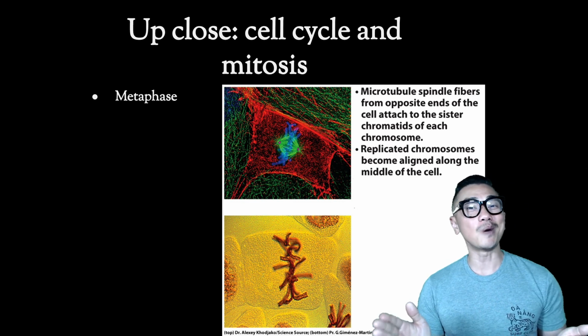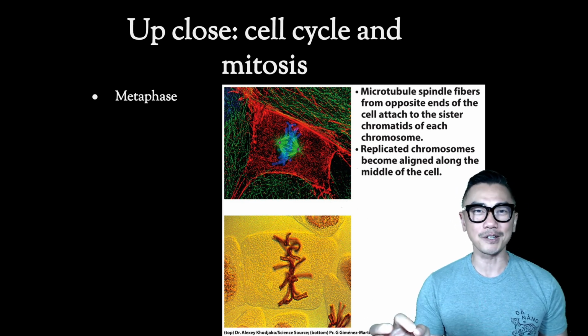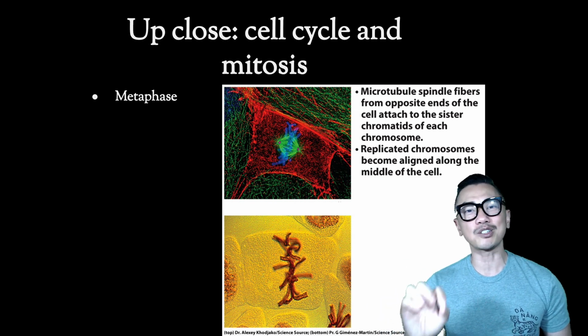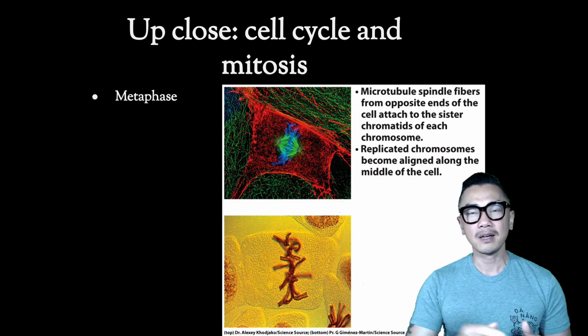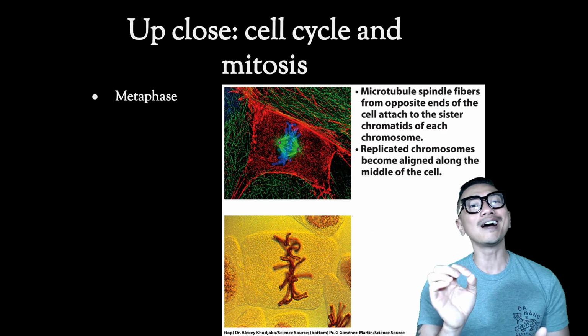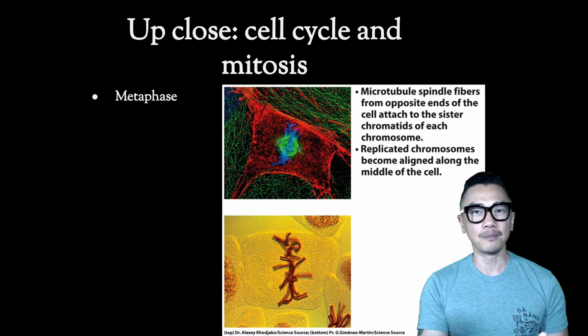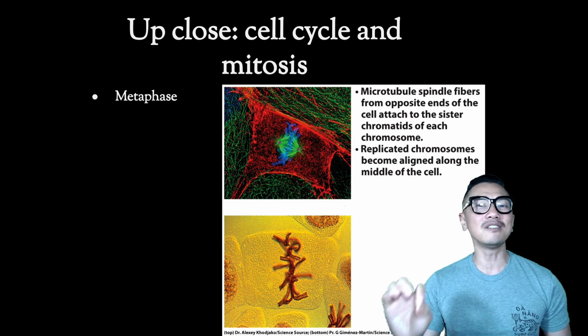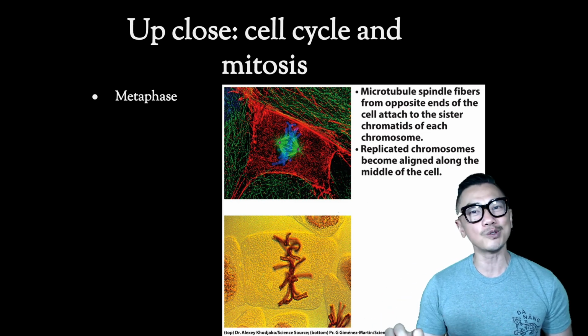The second stage of mitosis is called metaphase. During metaphase, microtubules will attach to the sister chromatids. The sister chromatids will line up in the middle of the cell. The chromosomes are setting themselves up to be evenly divided into two new cells.